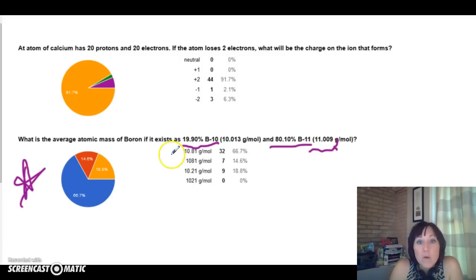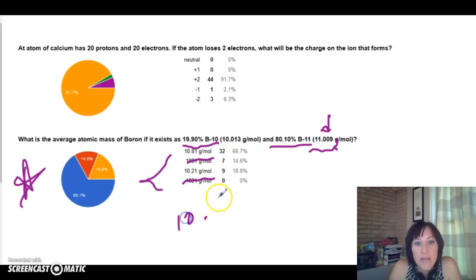So when I look at my choices down here, 10.81, 1081, 10.21, and 1021. Well, right off the bat, I should be able to say, okay, 1,000? That doesn't even make sense, right? Because the masses are only 11 and 10, so there's no way that the average can be 1,000. So we're going to get rid of those two. So then I'm with 10.81 and 10.21.